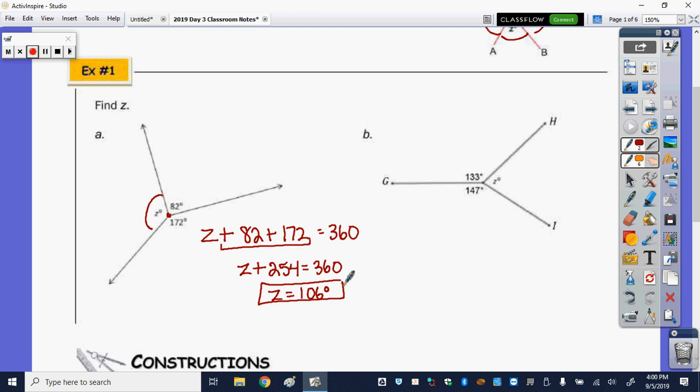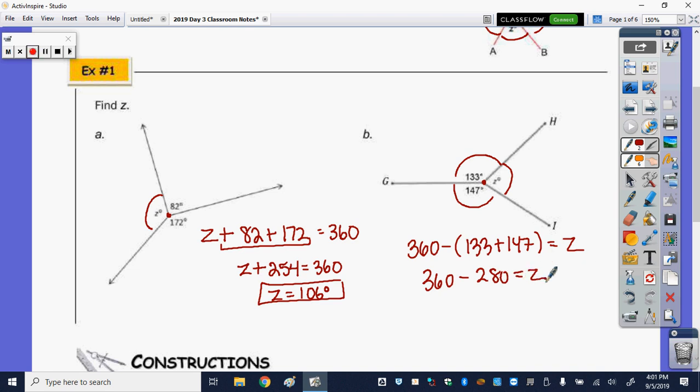And then in part B, about this fixed point here, to find the value of Z, again, the sum of all three angles, Z, this 133 degree angle, and the 147 degree angle is equal to 360. So I'm going to write it differently. I'm going to say 360 minus the sum of 133 and 147 is equal to the measure of angle Z. So 360 minus the sum of 133 and 147, which is 280, gives Z equal to 80 degrees.